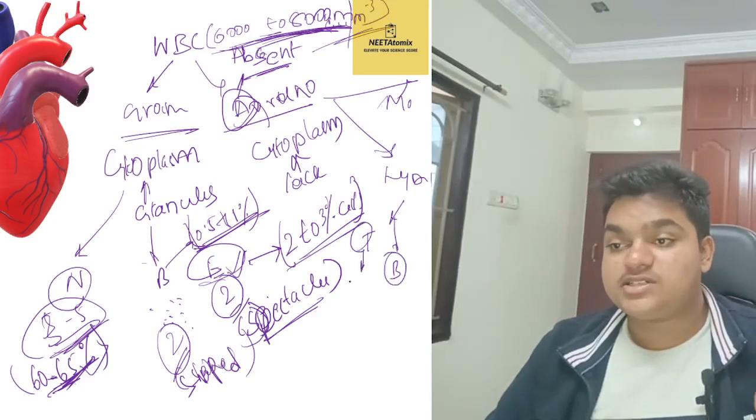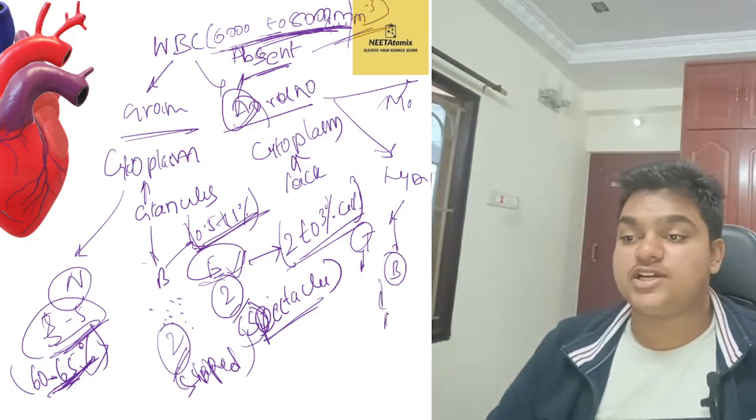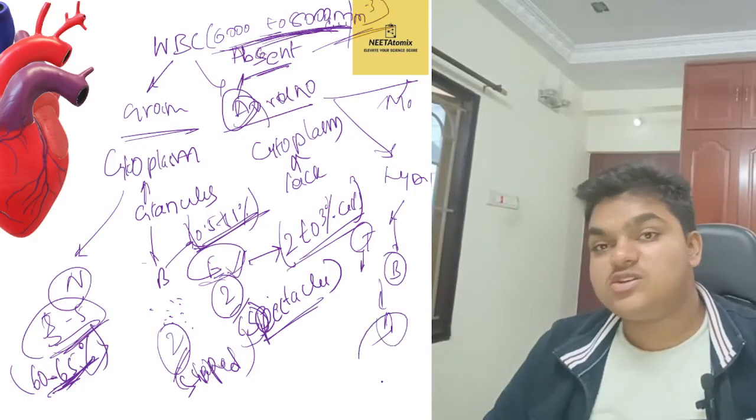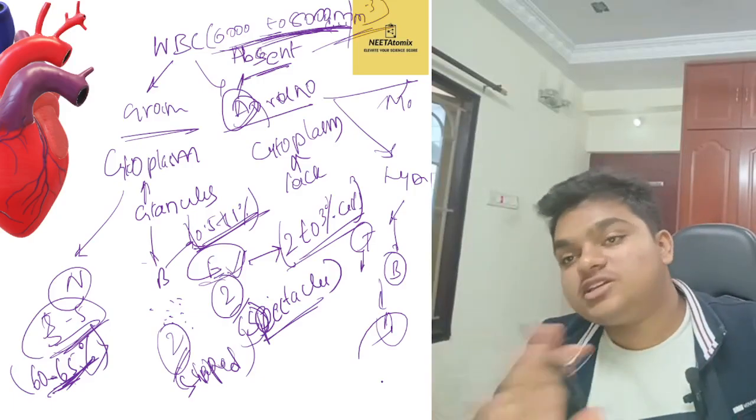T lymphocytes means they mature in the thymus, so that is why they are called T lymphocytes, and B lymphocytes mature in bone marrow, that is why they are called B lymphocytes. As per your knowledge now itself, you remember this, it is enough.